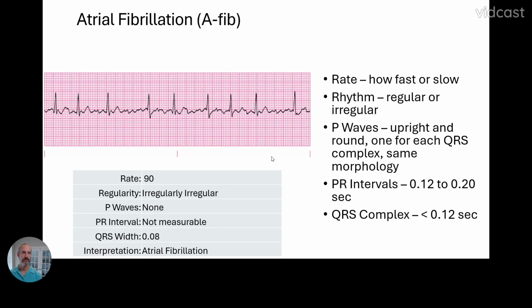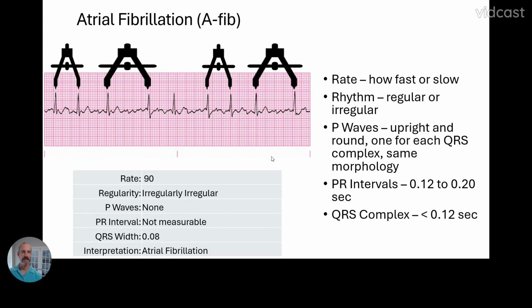All right, with atrial fibrillation, when you go to measure the regularity of this one, you'll see that it's all over the place. So if we have this caliper, then you can see a very wide distance, and then it gets narrow again, wide again, kind of somewhere in the middle. So it's irregularly irregular. There's no rhyme or reason or pattern to it.